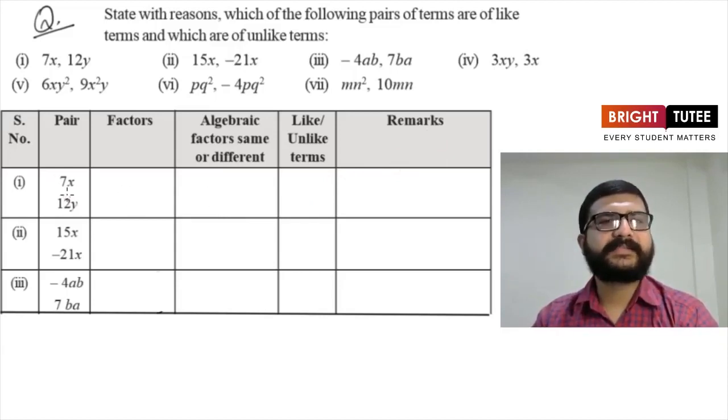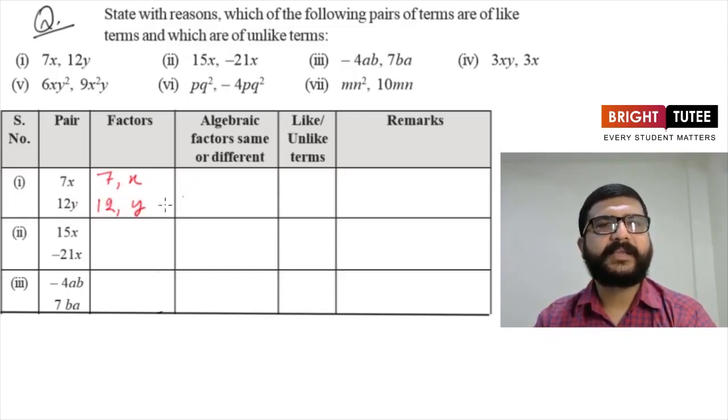So here the first pair is 7x and 12y. For the first pair we are having 2 different terms, 7x and 12y. So what are the factors of the first term? Factors are 7 and x. These are the 2 factors of the first term, and for the second term it will be 12 and y. Now compare their algebraic factors. For the first term it is x, and for the second term it is y, so algebraic factors are different. So we will write different here.